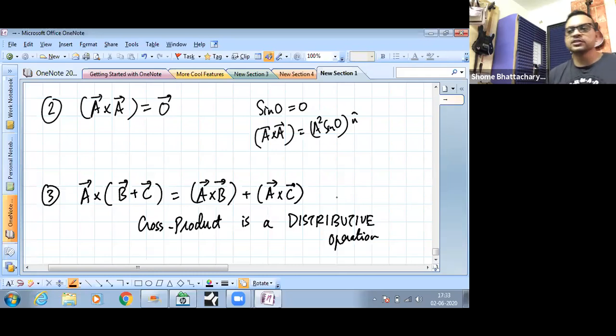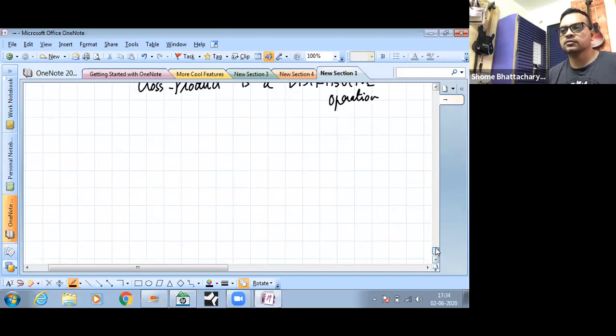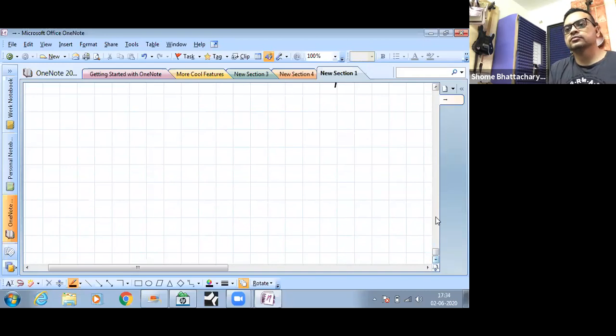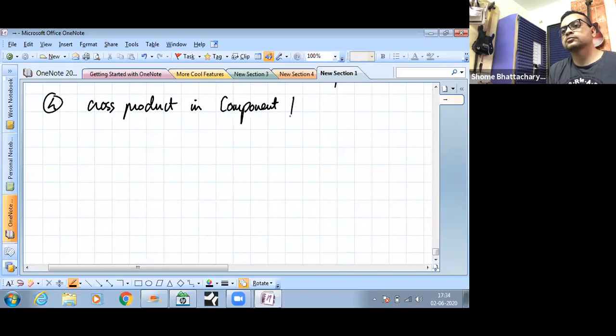Yes, scalar product is also distributive. We have seen all that already. Now the next thing, very important, we'll understand about cross product in component form. Okay. So first let's understand the relationship between I cap, J cap and K cap. Now this is again where the right hand palm rule comes into play.